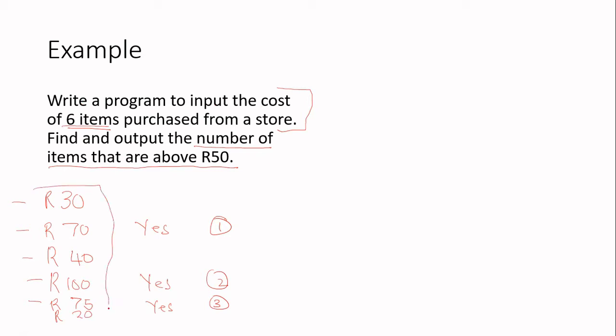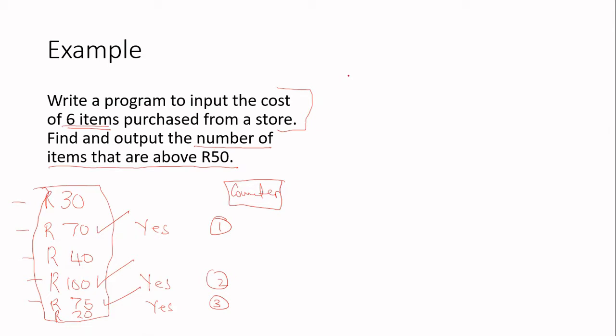So there you see, I've input my 6 items. Find and output the number of items that are above 50. How many items are above 50? And each time you find an item above 50, I'm counting it. 1, 2, 3. So I need a counter, which will be an accumulator, to tell me how many of the items are above 50. So let's look at how you would write this program in Python.